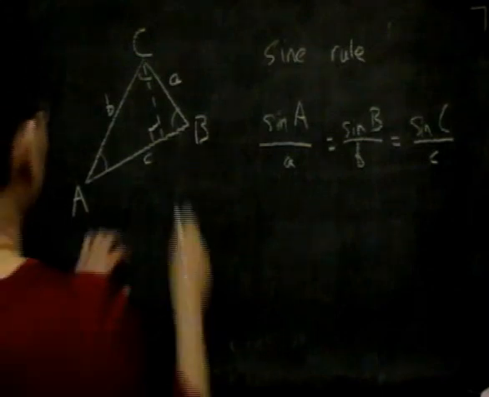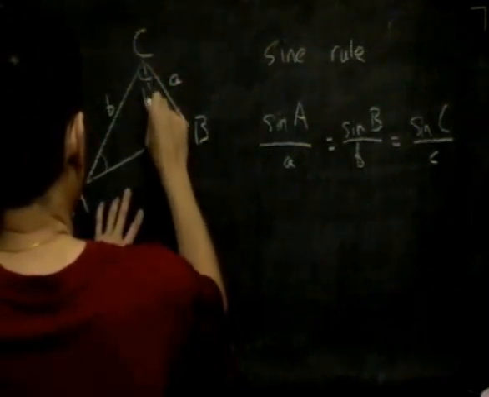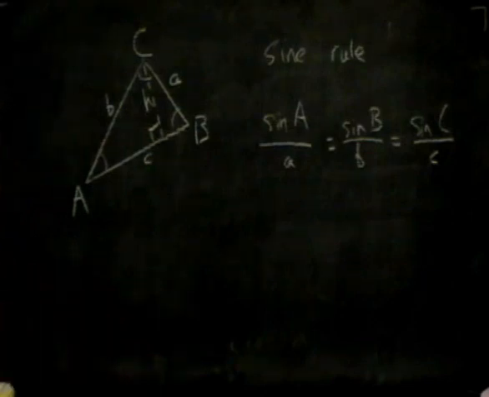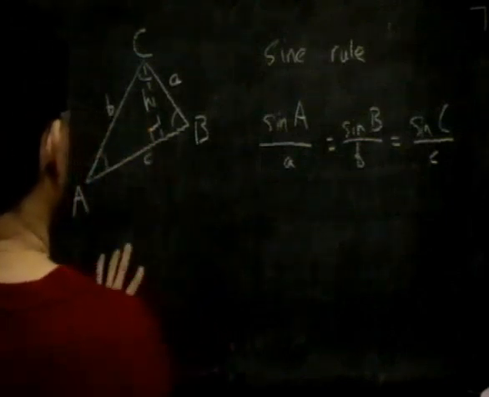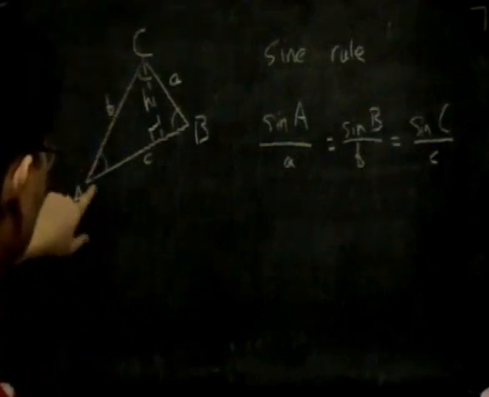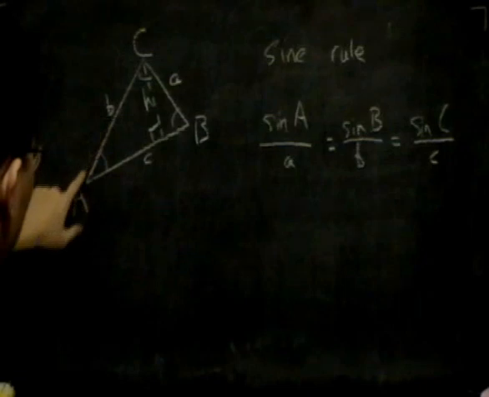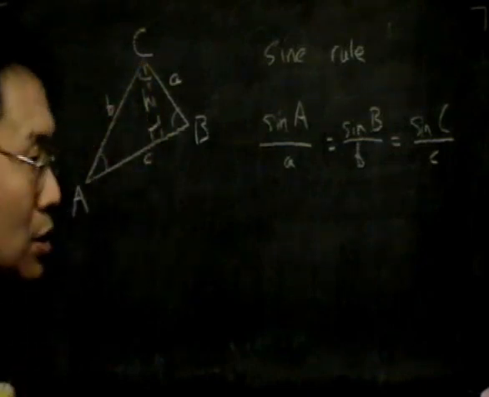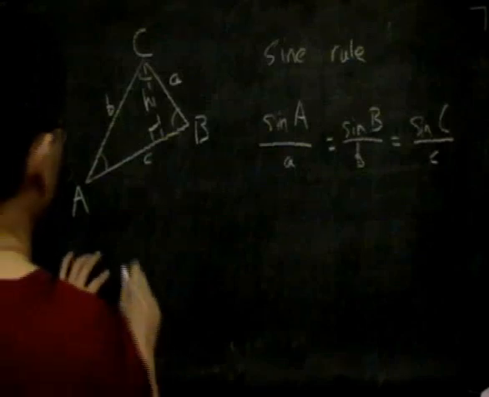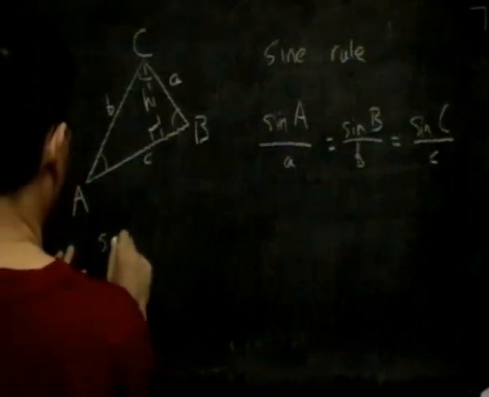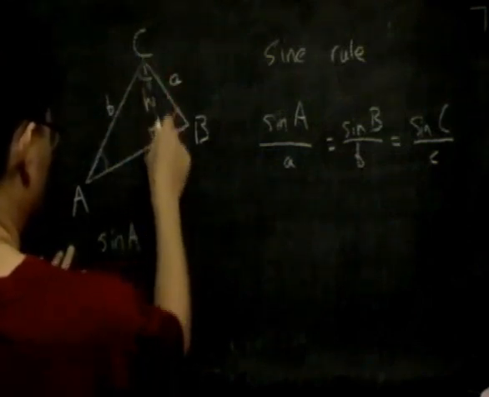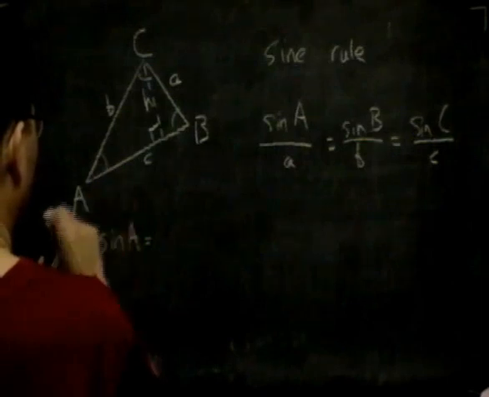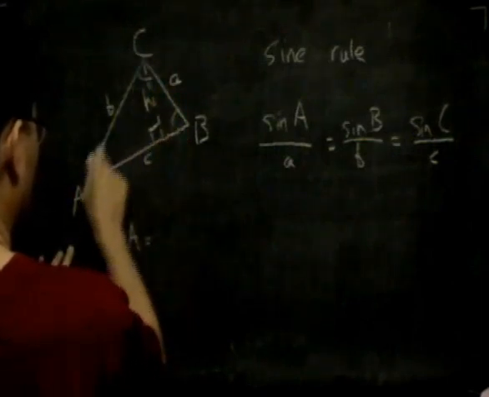Alright, now let me call this length h. Now we know that h is related to the side b and the angle A because h and b form a right-angled triangle. So sine of the angle A is actually equal to h over b, because h is opposite to A and b is the hypotenuse for this right-angled triangle.